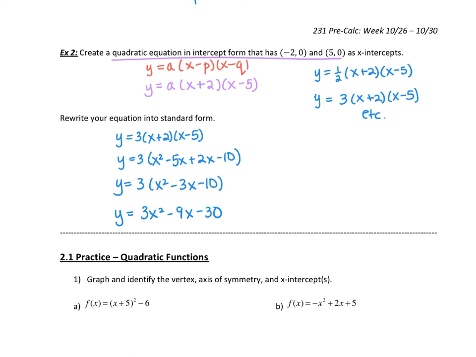So now you are going to finish the rest of 2.1 practice on page 5. And everything, the notes and the practice, is due by Wednesday.